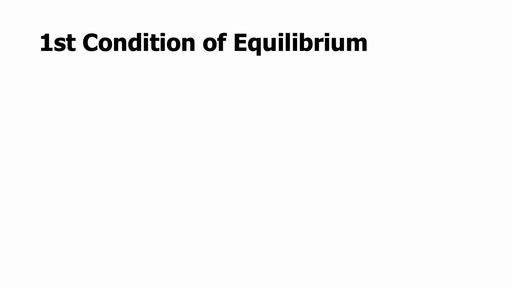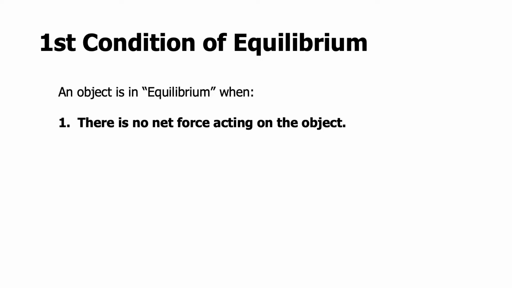What is equilibrium? For us to say that an object or a system is in equilibrium, there are two possible conditions. This time, let's first talk about the first condition of equilibrium. We can say that an object is in equilibrium when there is no net force acting on that object. So this means that there is zero linear acceleration. When we say no net force, that means the summation of forces is equal to zero.